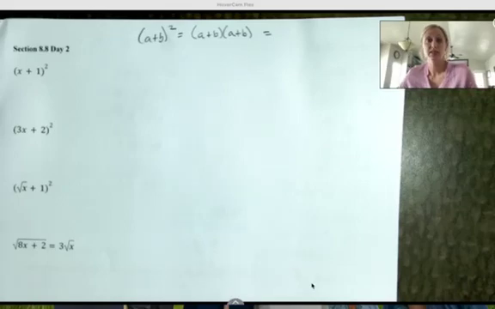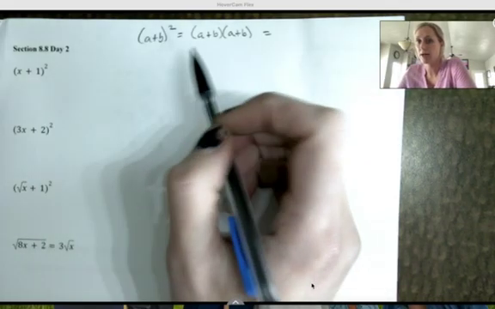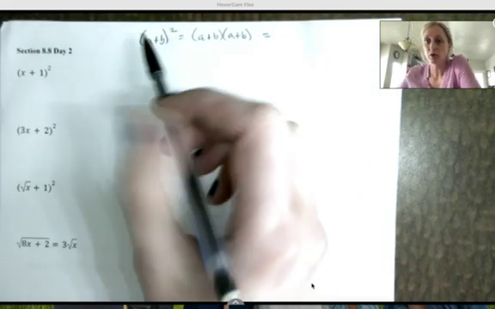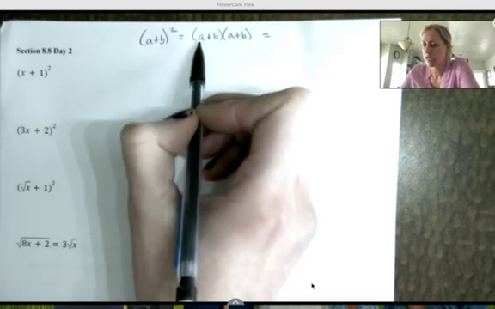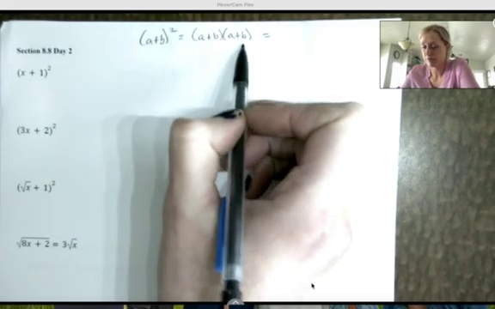Video 8.8 day 2. I'm going to point out kind of a pattern. Some of you might know this already, but just to reiterate, we square binomials a lot. A binomial is just something with two terms. Remember, this means a plus b times itself.